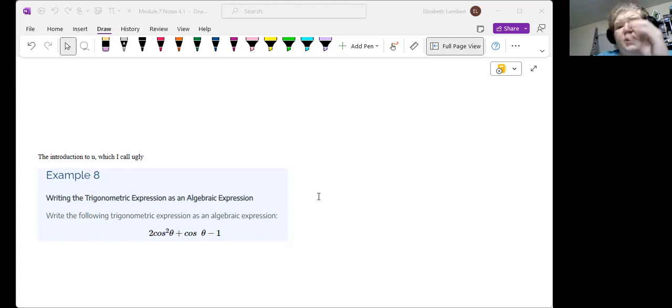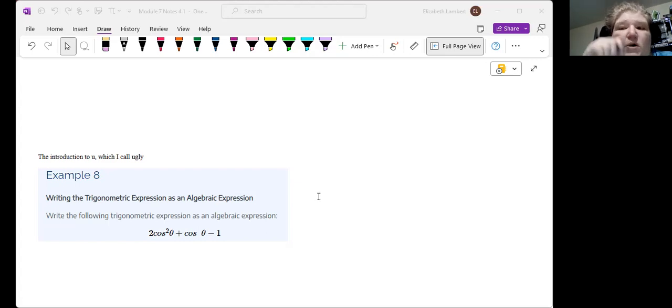Now in calculus, you have the u substitution, and then you have to figure out the derivative of it to do some crazy stuff with integrals. But picking what ugly is and learning how to practice with it is an excellent skill that you can use all over the place. So here we have a trigonometric expression, which is 2 cosine squared theta plus cosine of theta minus 1.